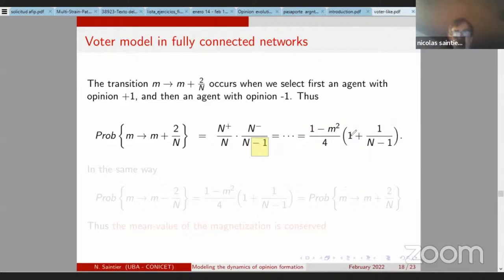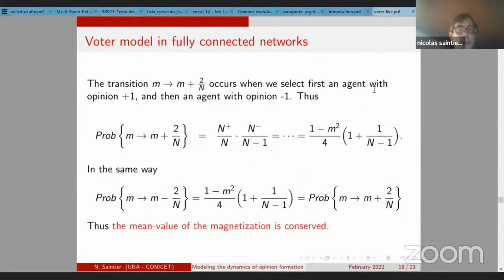All right. So now we can do exactly the same with the other possible transition, which occurs when the magnetization loses 2 over n. And this happens when I pick a guy thinking minus 1, and this guy will convince another guy thinking initially plus 1 to switch to minus 1. So this is almost the same computation. This would be n minus over n times n plus over n minus 1. And you do the same kind of computation, and you end up with the same probability as before. So we have the probability of the two possible transitions for the magnetization.